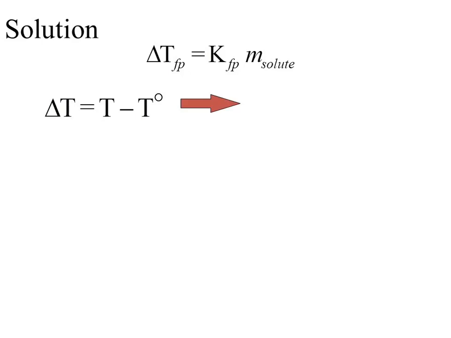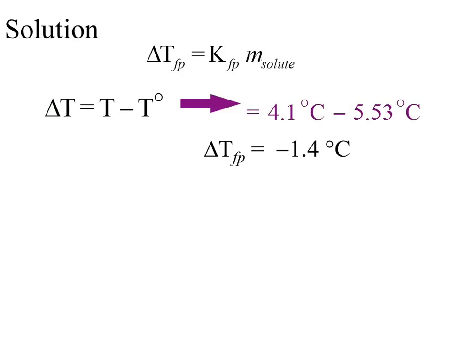We can knock out the delta T is T minus T naught. So the depressed temperature is 4.1 degrees Celsius. The T naught is 5.53 degrees Celsius. Rounding it to only 1 decimal, because that's all we know in the depressed temperature, the delta TFP is negative 1.4 degrees Celsius. And then I can plug that in up here, or rearrange this to get to my molality.